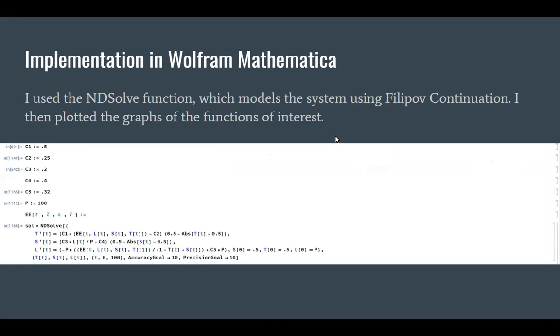And here's how we implemented everything in Wolfram Mathematica. I used the NDSolve function, which models the system using Filippov continuation. I then plotted the graphs of the functions of interest, and you can see my code there.